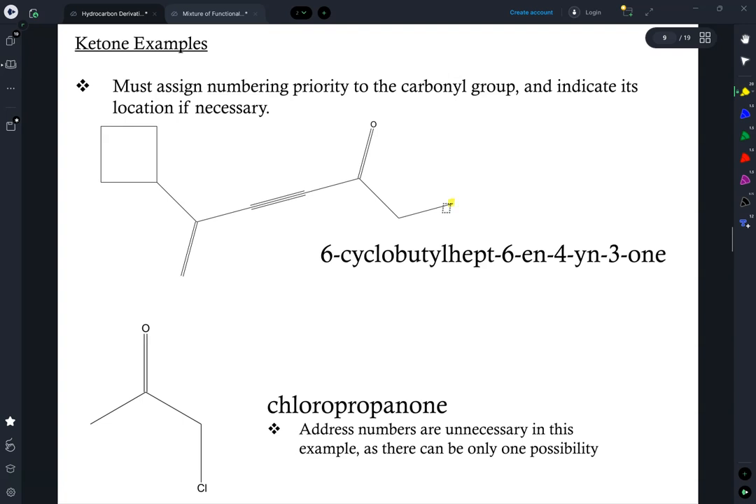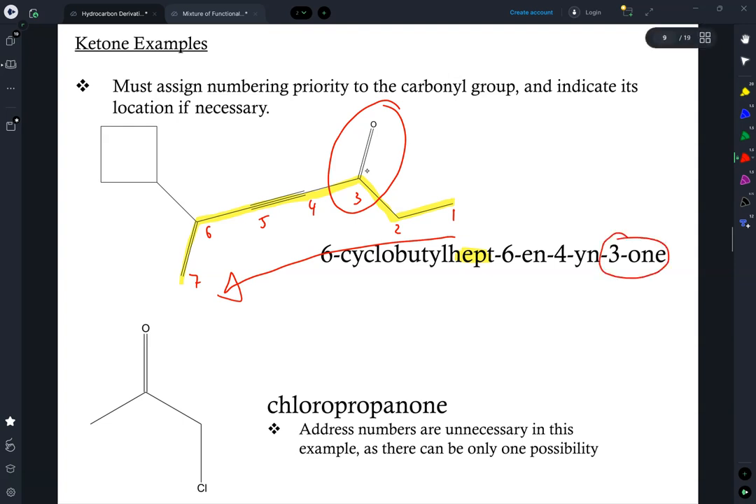So in this case, we get 1, 2, 3, 4, 5, 6, 7. So hept for 7 carbons in my parent chain. Because the carbonyl group is high priority, it must be given the lowest possible number. So we're going to count in this direction, giving the carbonyl group, the ketone, the lowest possible number, which is a 3-one. Now in this example, you must tell the reader the location of the ketone, or the C-O.